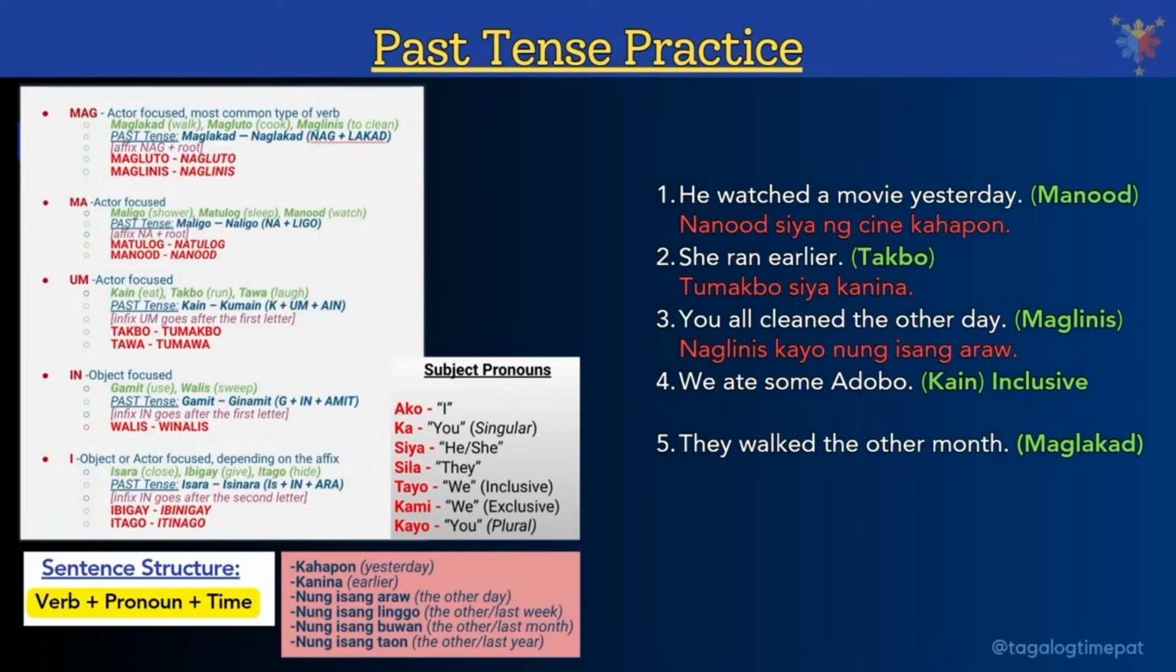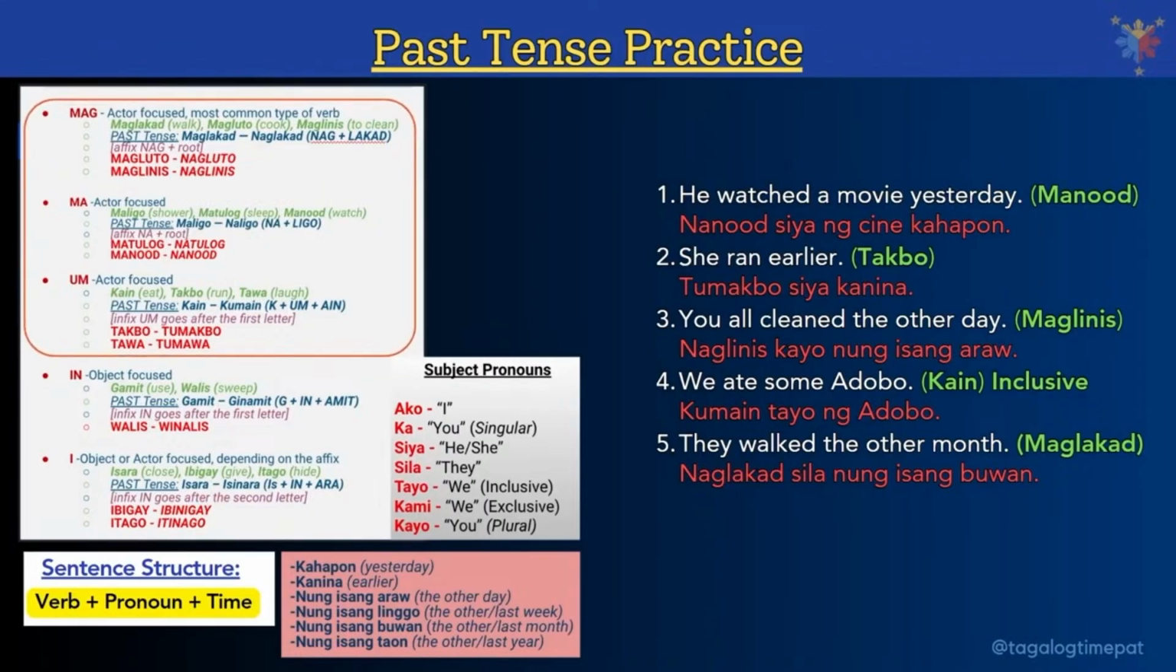Number 4, we ate some adobo. Kain is to eat. And I wanted you to use the inclusive we, so everyone is eating. Or everyone ate, sorry. Kumain tayo ng adobo. We all ate some adobo. And then number 5, they walked the other month. Maglakad means to walk. That would be naglakad sila nung isang buwan. They walked the other month.